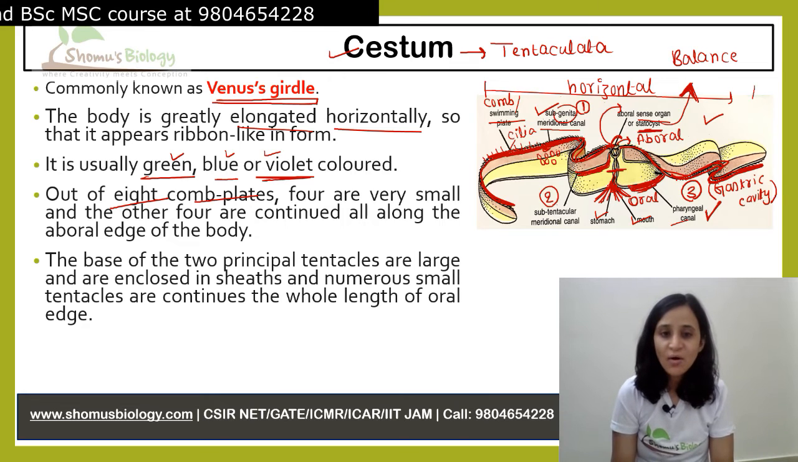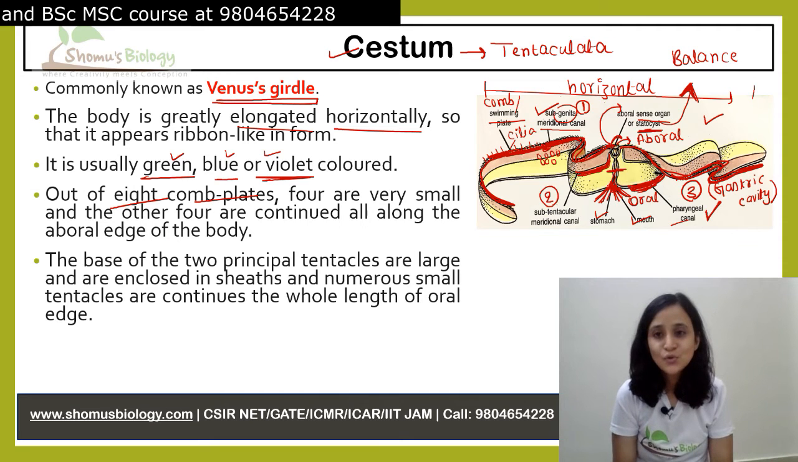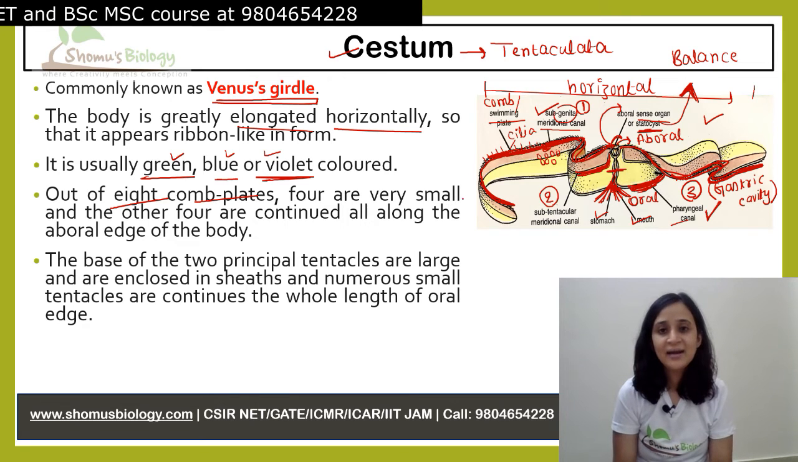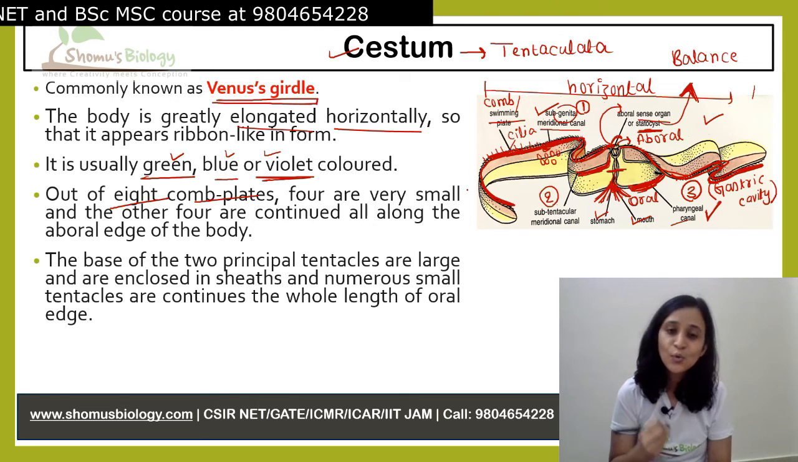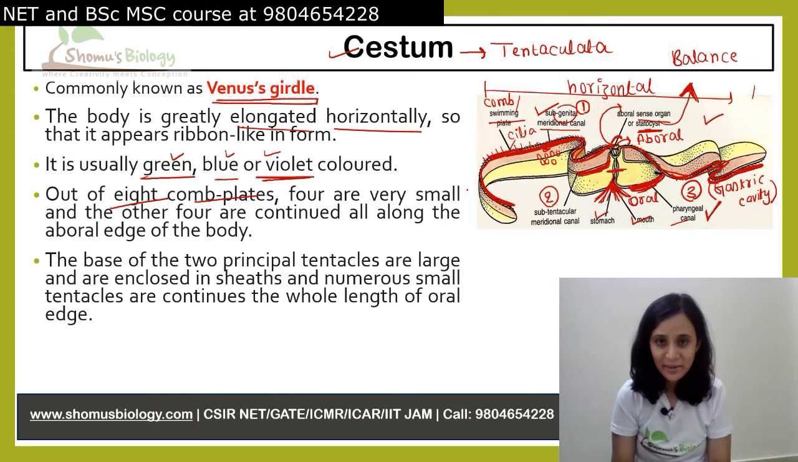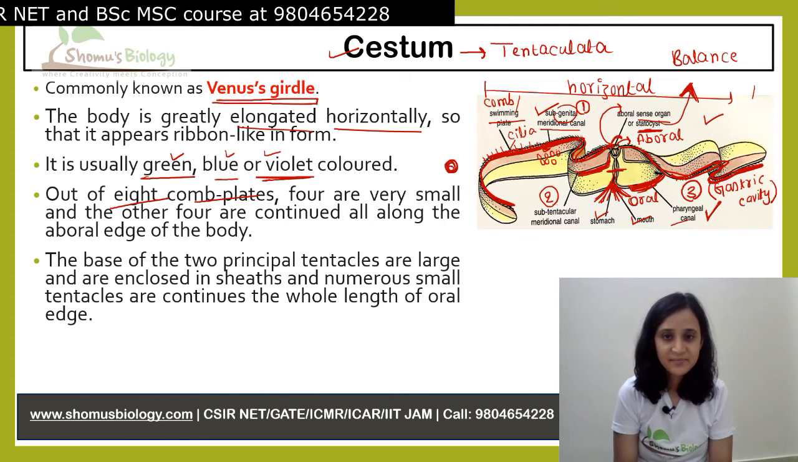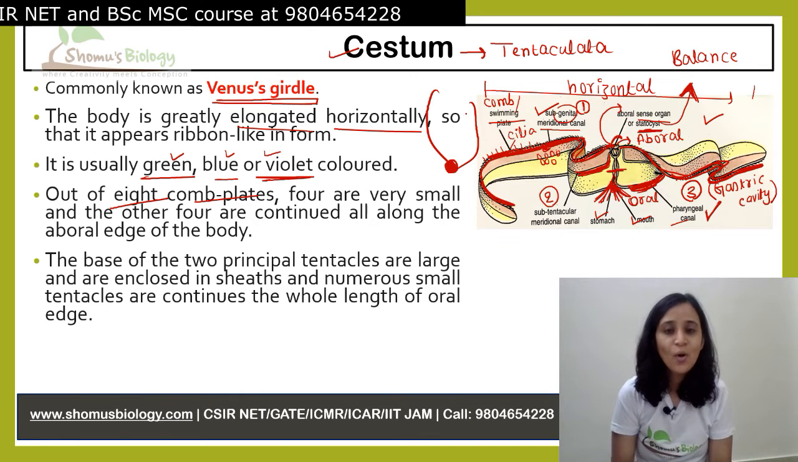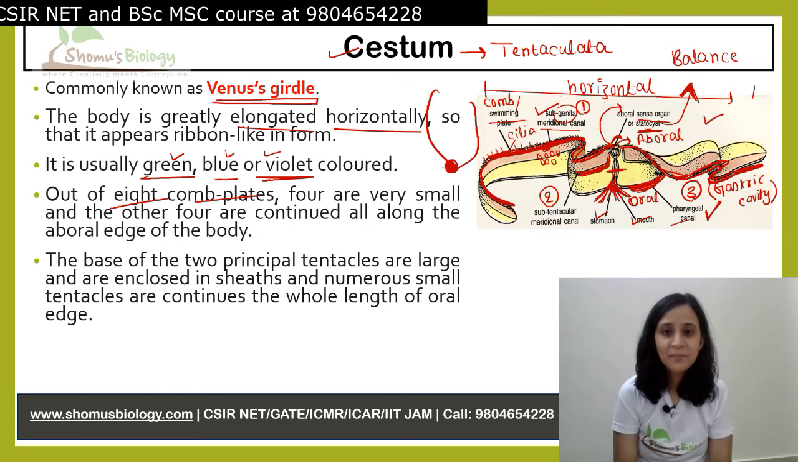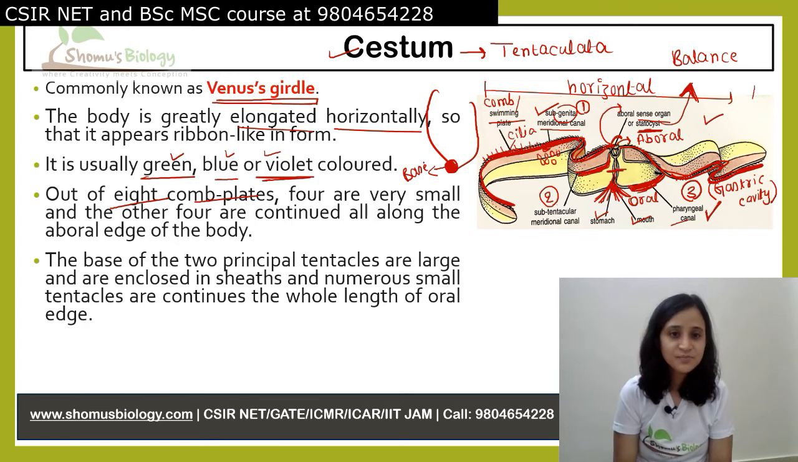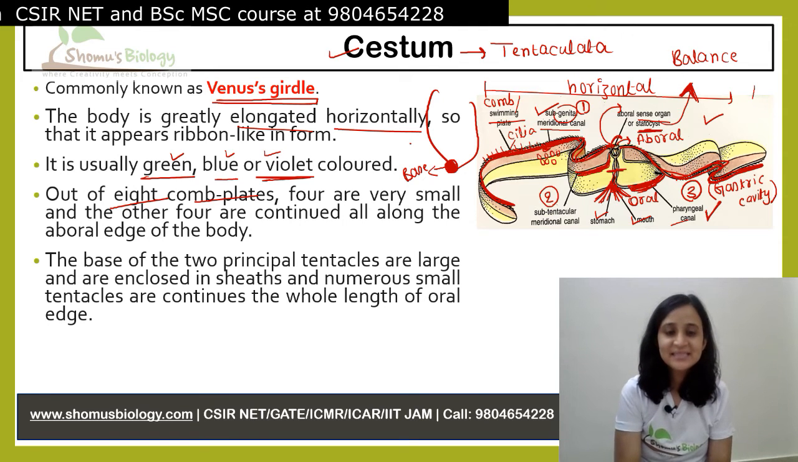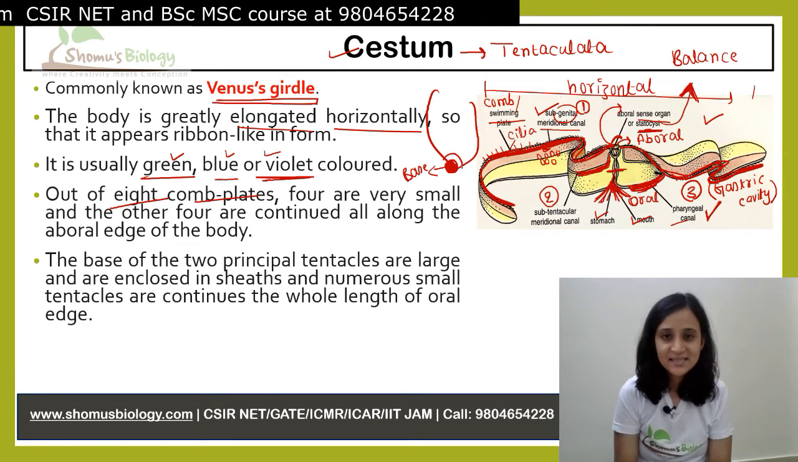And the base of the 2 principal tentacles is large. So they have 2 long principal tentacles and their base is large. That is, the 2 principal tentacles are formed from the base, right? Suppose this is the base, and from this base 2 long tentacles are formed, and in this case the base is very large and this base is enclosed in a sheath.